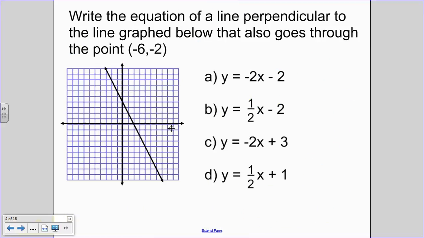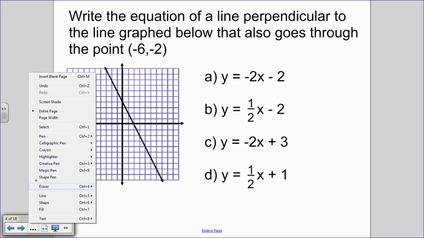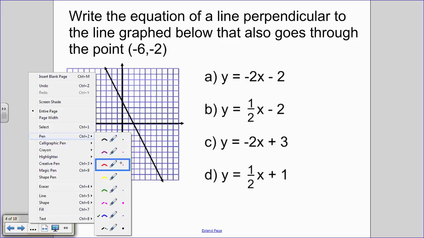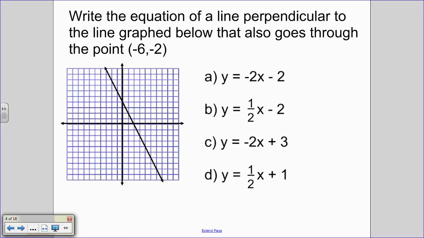Next question says, write the equation of a line perpendicular to the line graphed below that goes through the point -6, -2. So they don't want the equation of the line in the picture. The purpose of the line in the picture is to see what the slope is of the line in the picture because we need that information to go further.